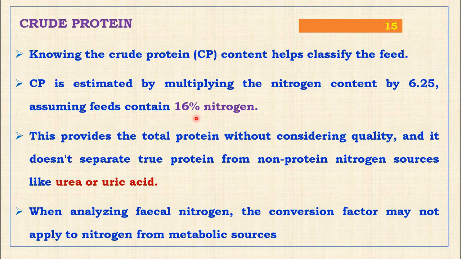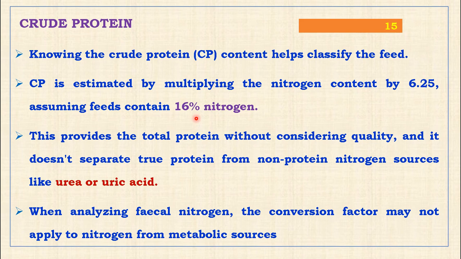So this is a formula. Then this provides the total protein without considering the quality, and it doesn't separate true protein from non-proteinous nitrogen sources. Sometimes non-proteinous nitrogen like urea or uric acid is mixed with the compound feed, and this drastically reduces the requirement of the protein or the crude protein, which is directly to be added in the form of the cake, which are very costly in nature.